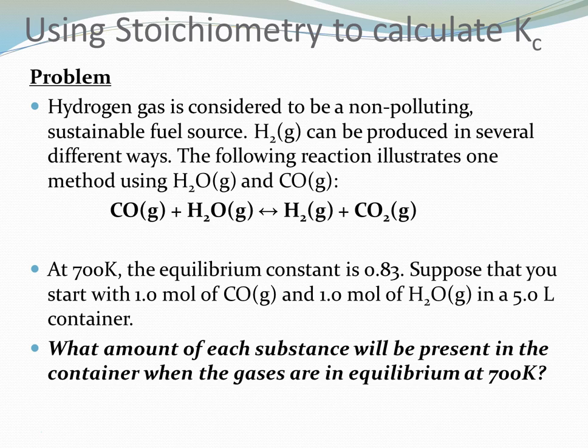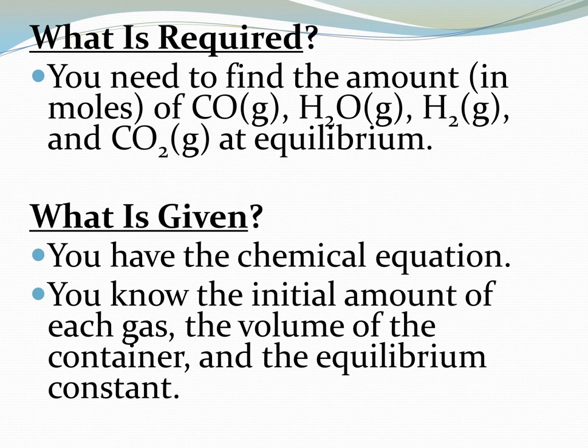In this problem, you are given a reaction, some chemical amounts, the volume of a container, and an equilibrium constant. You are asked to calculate the amount of each substance at equilibrium. The question is asking for the amount in moles of both the reactants and the products at equilibrium. You are given the chemical equation and the initial amount of each gas.